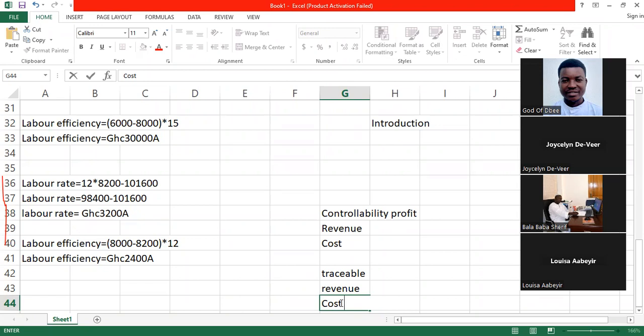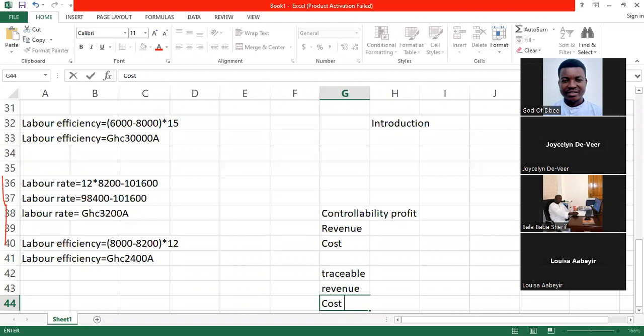But if you're looking at controllable profits, the apportionment or depreciation will not be subtracted as a cost from the revenue, because that depreciation is from the head office, which is not under the control of the division. So for controllable profits, we are only calculating the profit that is earned directly from the operations of the division. But traceable profit is the total profit, taking into consideration the total costs incurred, those apportioned from head office and those incurred by the division, subtracted from the revenue.